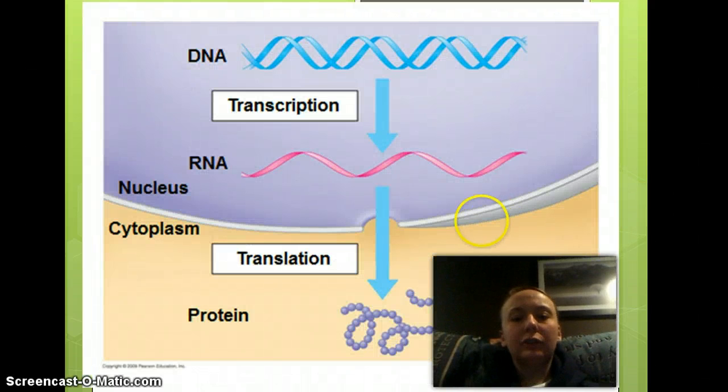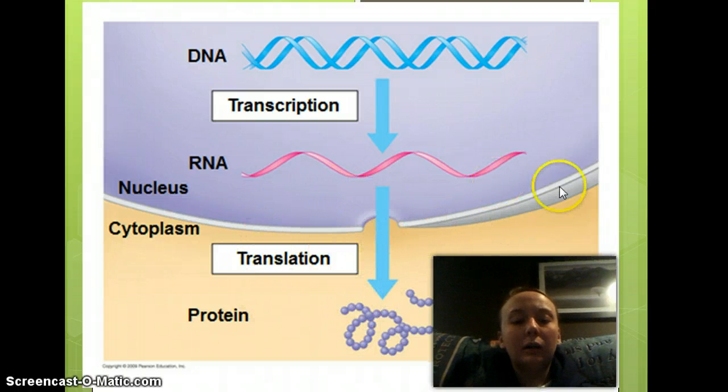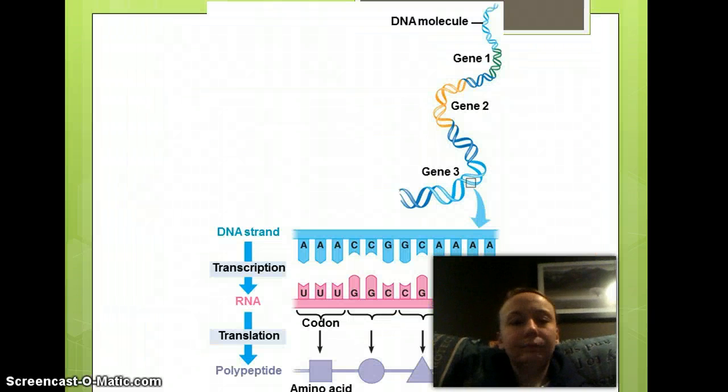So let's take a look at a picture. So we have our DNA in the nucleus. It's transcribed into an RNA molecule using the same language, such as ACT. And then it leaves and goes into the cytoplasm and is translated into amino acids. So each one of those little tiny purple molecules right here would be an amino acid, and then those amino acids will combine together to form one long protein.